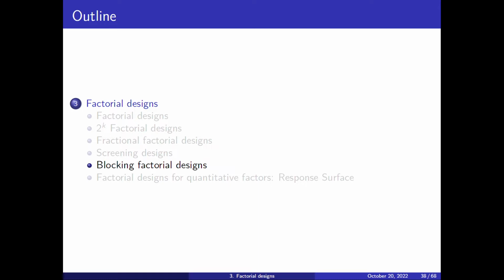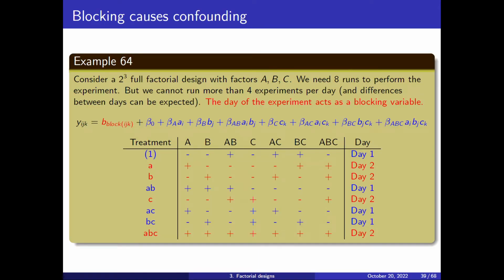So we will now study what happens when we want to use blocks with factorial designs. Let's say that we want to make a full factorial design with 3 factors. We will need 8 runs to perform the experiment, but we cannot execute more than 4 experiments per day, and we expect that there are differences depending on the day, so we need to do blocks.